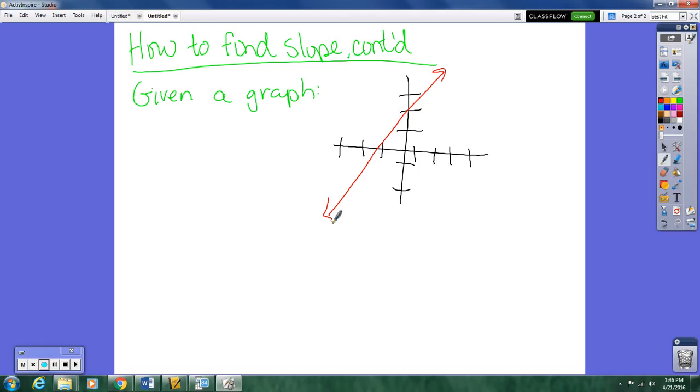Not find the slope. Why? That doesn't have anything to do with the slope. What do I need to find on that line? No? Two points. I gotta have points.